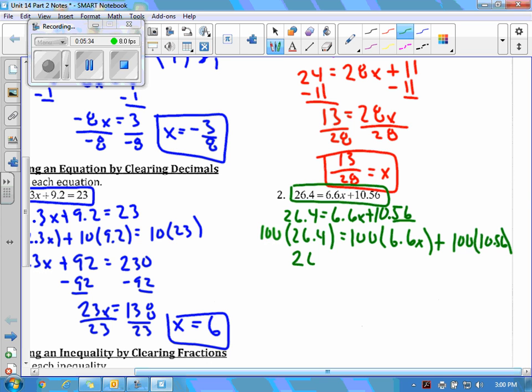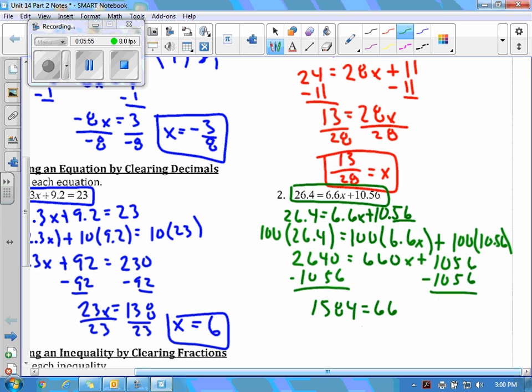So that's going to be 2,640 for this one, 660x, and then 1,056. So now I'm trying to solve for x, so it's a 2-step equation. Subtract 1,056 on both sides. So it'll give me 1584 equals 660x. Then we're going to divide both sides by 660. And I'll get 2.4 equals x. So that'll be my answer there.